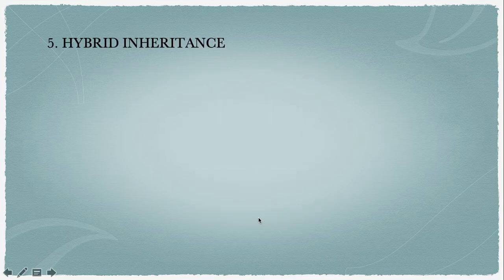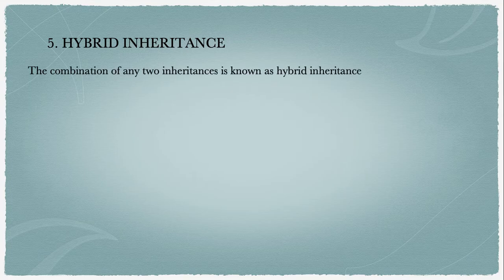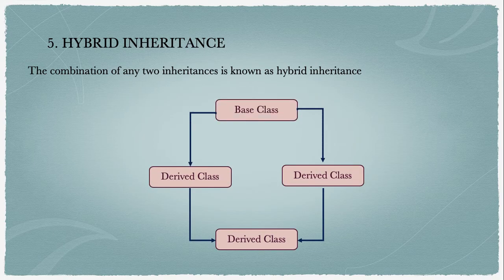Next one, hybrid inheritance. Hybrid inheritance means the combination of any two inheritances is known as hybrid inheritance. That may be single and multiple, single and multi-level, single and hierarchical. The minimum is a combination of any two inheritances, which we call hybrid inheritance. Here in this example, one base class is there, two derived classes, and there is another child derived class. That means this is the grandparent class, these two are the parent classes, and this one is the child class.